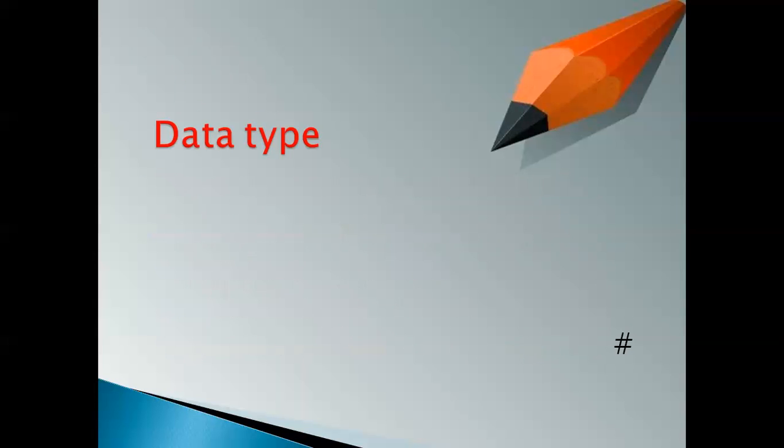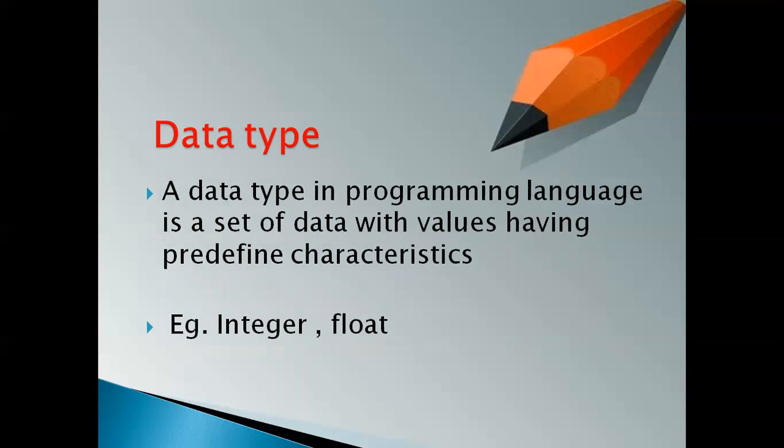Let's learn data types. What is a data type? A data type in a programming language is a set of data with values having predefined characteristics. As I said previously, when we want to type our name, are we typing numbers 0 to 9 or alphabets? Suppose I want to write my name Peter. Definitely I'll use alphabets. I'll write PETER. This is a text type.